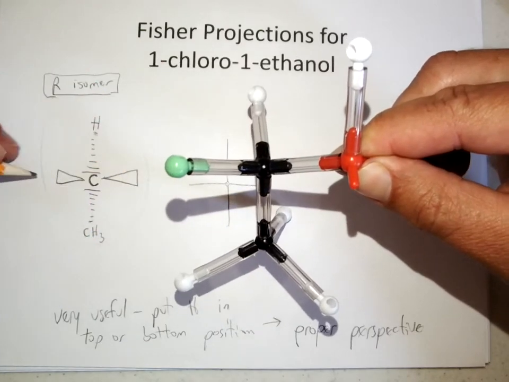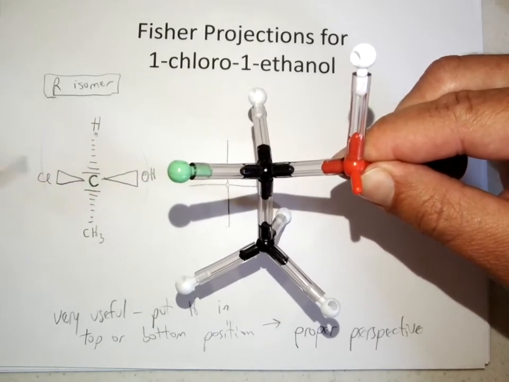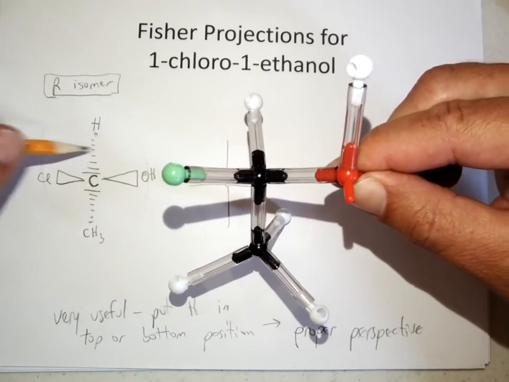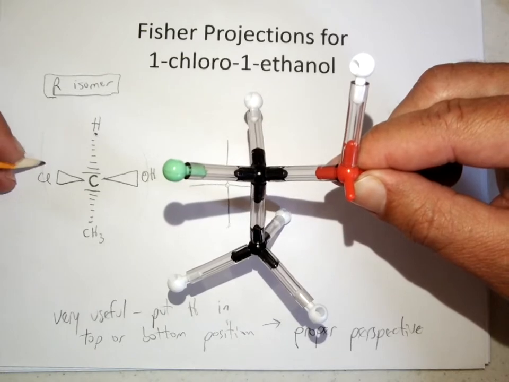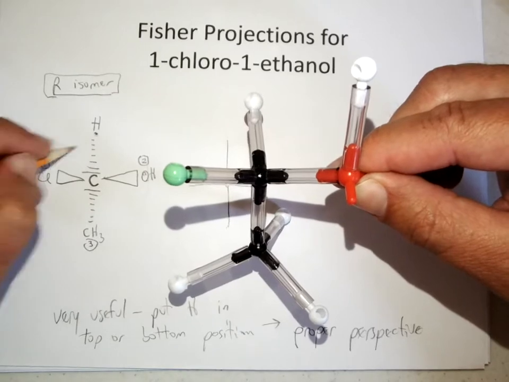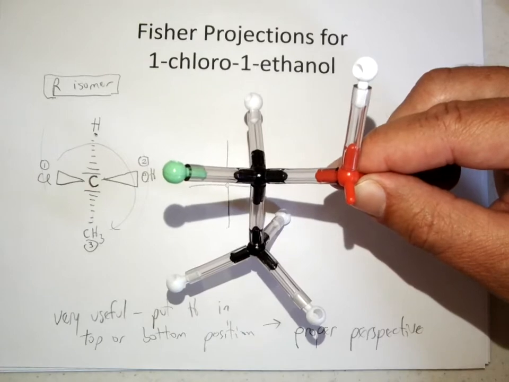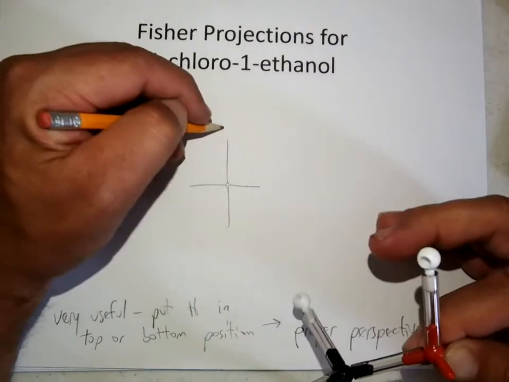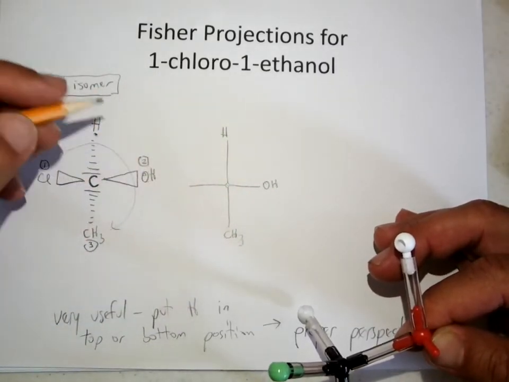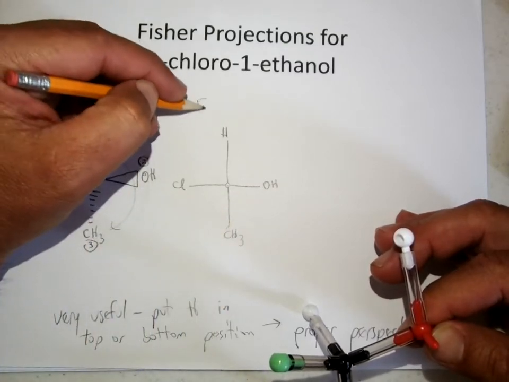And now on the left is the chlorine, and on the right is the OH. So this is the perspective drawing with dashes and wedges to show the R isomer. And you can see with the hydrogen in back, the other groups adopt the right configuration, 1, 2, 3, clockwise. So that's the R isomer drawn in proper perspective. And if we drew the Fischer diagram, it's a lot less drawing because we're not going to draw the dashes and wedges in the Fischer projection.